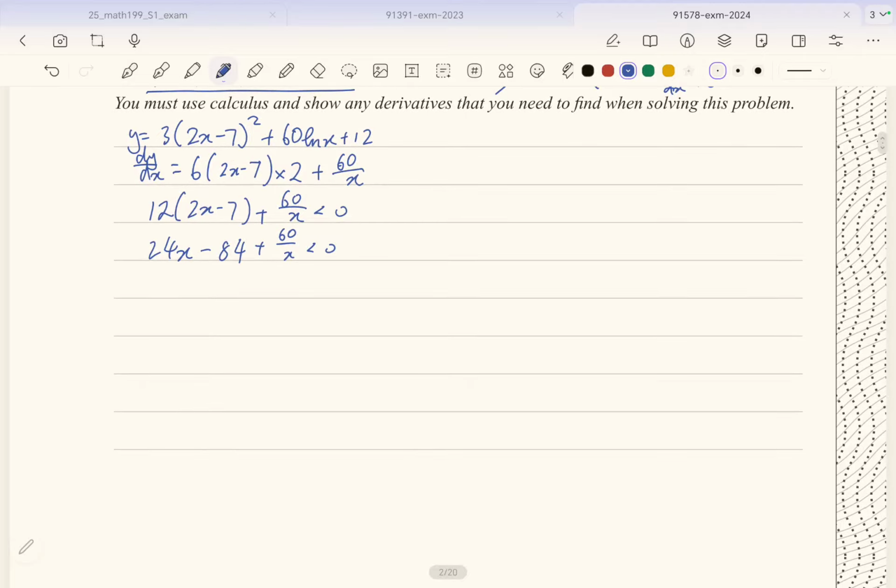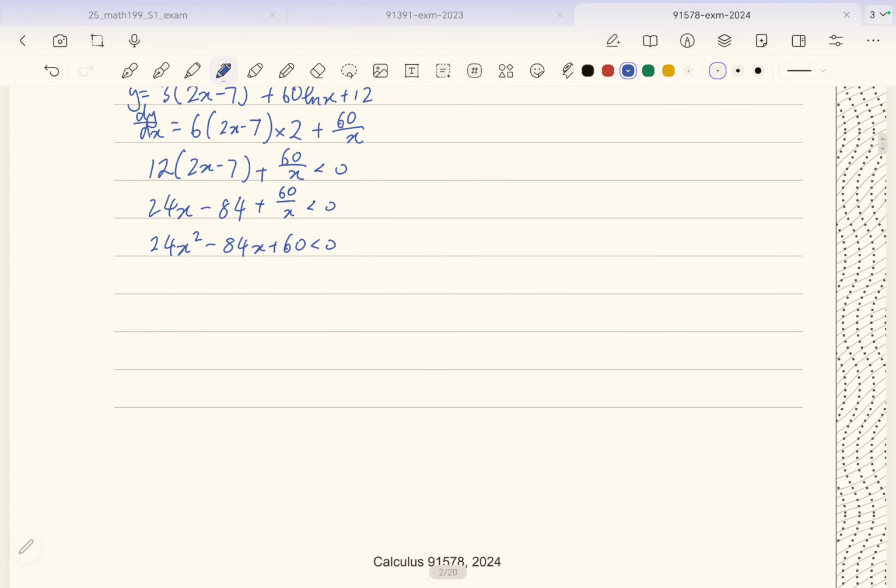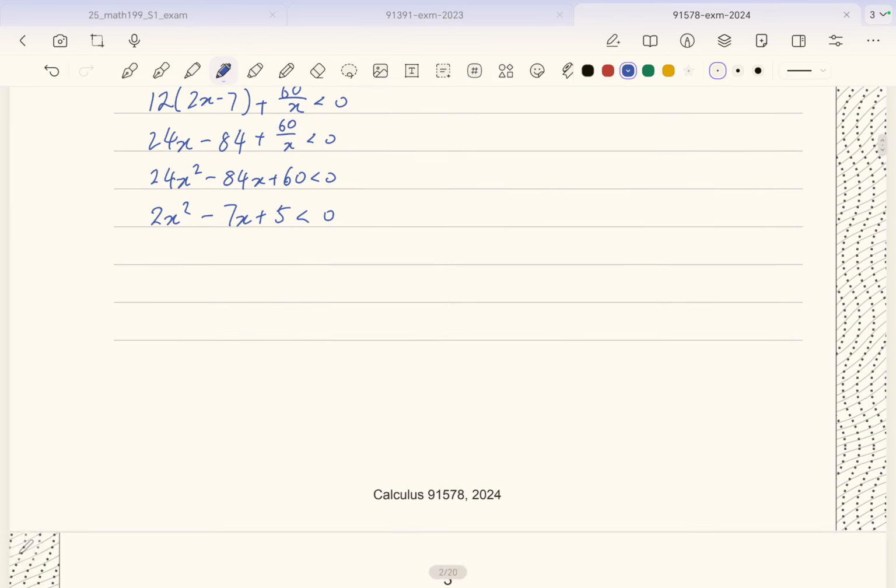We know x can't be 0 because it's in the denominator, so we'll multiply through by x. We get 24x squared minus 84x plus 60 is less than 0. We're going to divide everything by 12 as a common factor, so it becomes 2x squared minus 7x plus 5 is less than 0. Now it's just a quadratic.